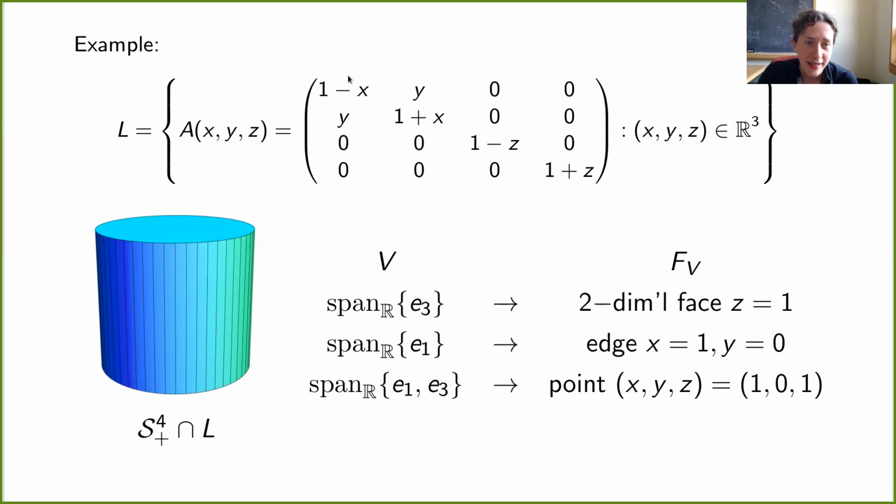Whereas if we take the set of matrices with, say, E1 in the kernel, on the circle that picks off the point, let's pretend this is the point x equals 1, y equals 0. That's going to pick off this whole edge. We don't care what Z is, but x equals 1 and y equals 0. So that's going to give us an edge on the cylinder. And if I want both of these vectors to be in the kernel, then I'm going to pick off their intersection, just a single point.